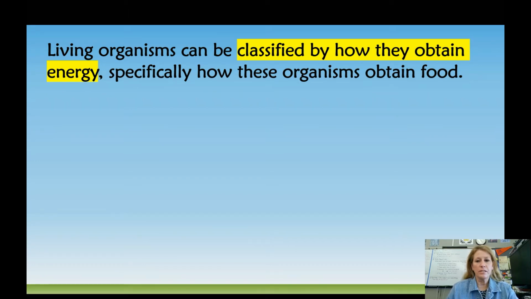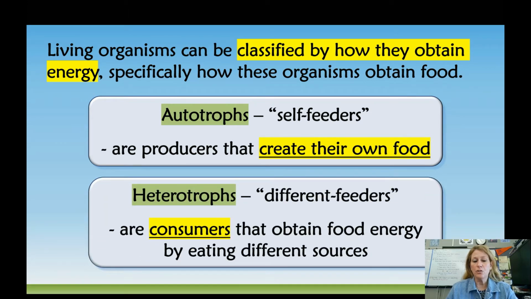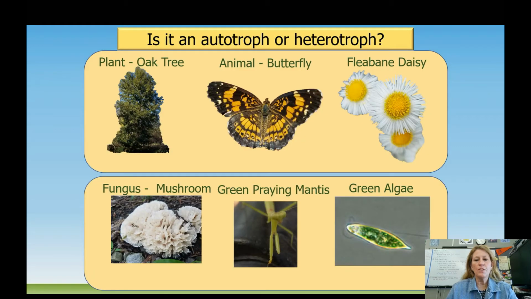So organisms are classified by how they obtain energy. Autotrophs are self-feeders, which means they make or create their own food. Heterotrophs means different feeders, so they are consumers, so they'll eat either other heterotrophs or autotrophs or plants. So on this, just for that review purpose, go ahead and pause the video, and then on your lecture sheet, go ahead and see if you can identify autotroph or heterotroph, and then I'll show you the answers.